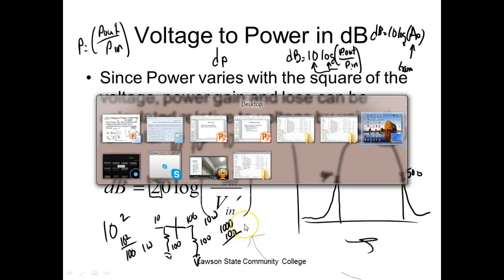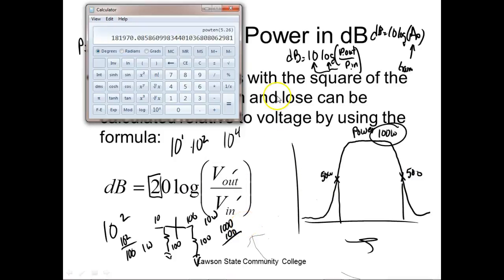But I can come over here and say, what's my voltage out? 100, right? Divided by what's my voltage in? 200. I take the log of that, right? And then I multiply that by 10.